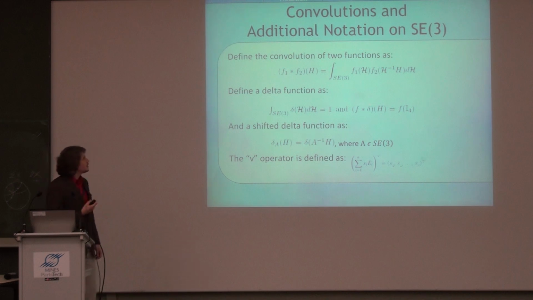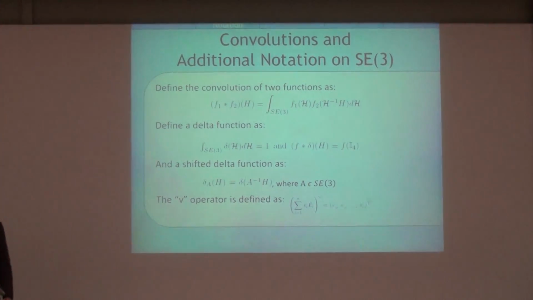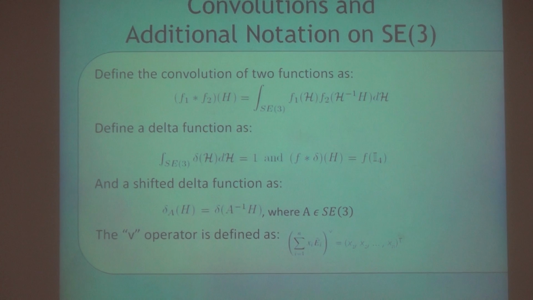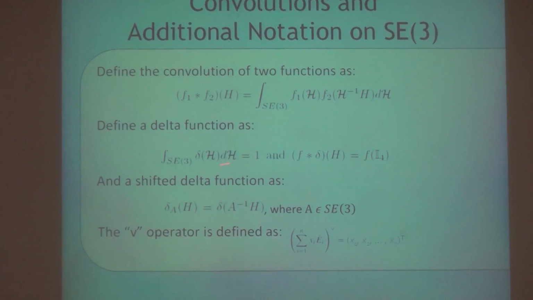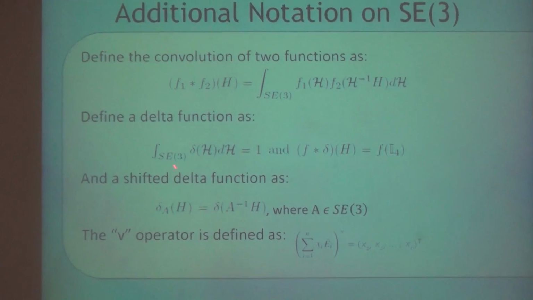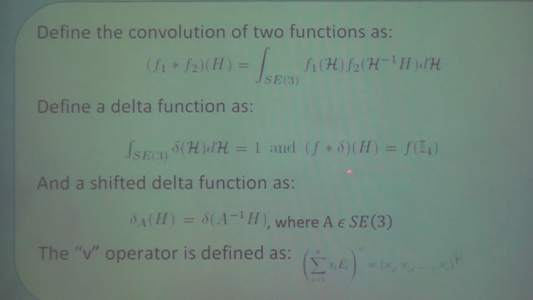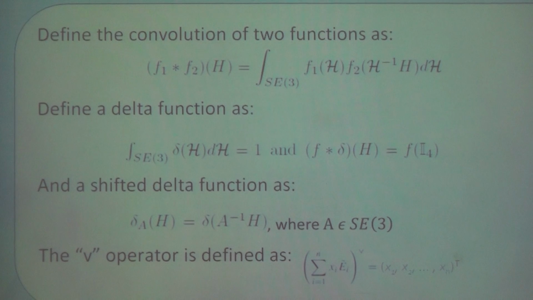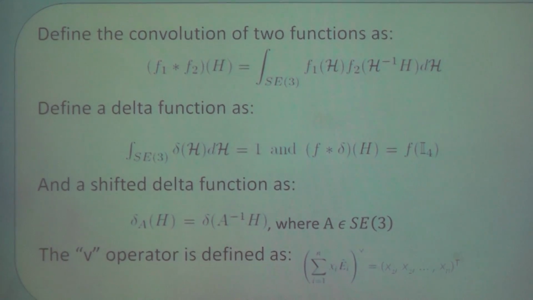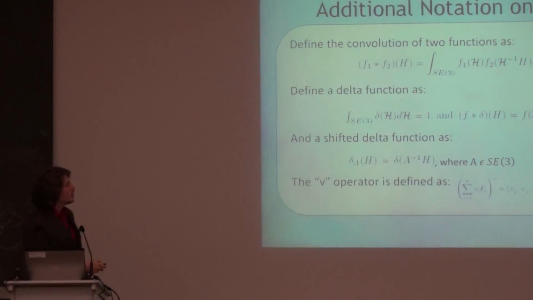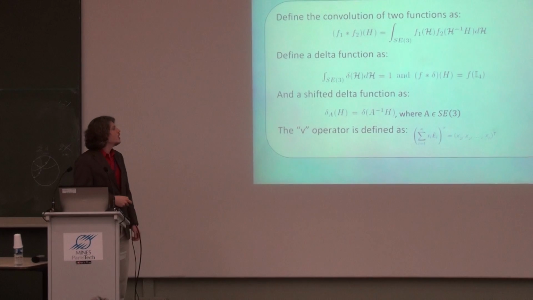Here is the definition of the convolution of two functions on the Lie group SE3. Some other notation that will become useful in the formulation of the problem: here we define a delta function where the integral over the Haar measure is equal to 1, and any shifts of the delta function are represented as such. So you can have the delta function spike at the origin and shift it to any element of SE3 through this definition here. We'll also make use of that.